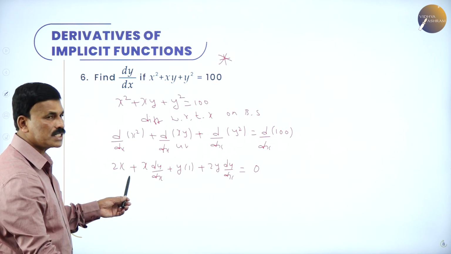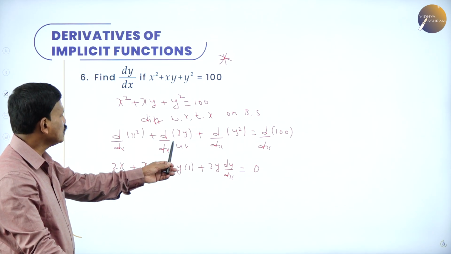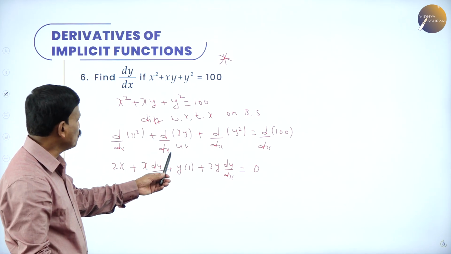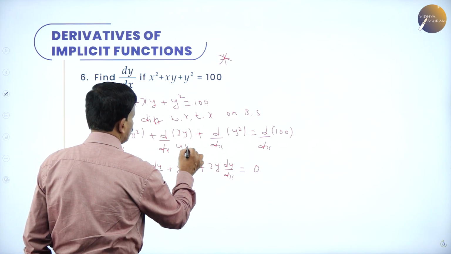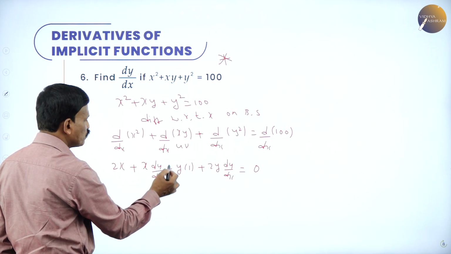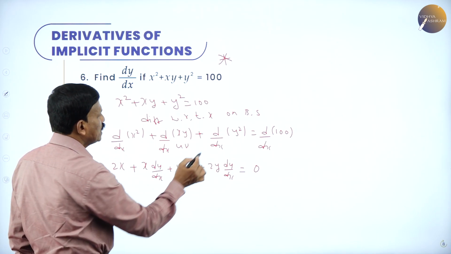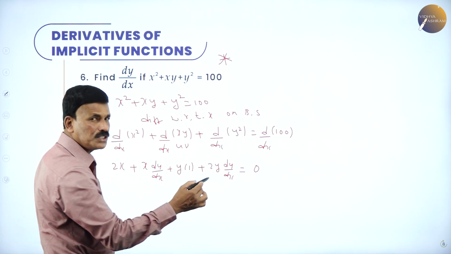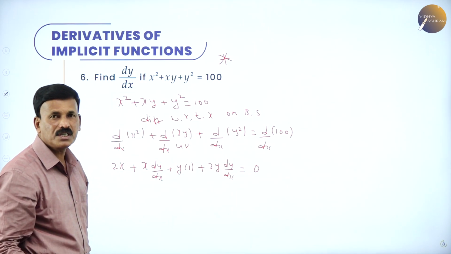See, this is a very important step. Differentiation of x square is 2x, and we are differentiating with respect to x. There are two variables x and y. Let us call it the first function and second function, UV product rule. First function x into differentiation of y is dy by dx plus second function y constant, differentiation of x is 1. Again derivative of y square is 2y into dy by dx is equal to, on the right hand side, derivative of 100 constant is 0.